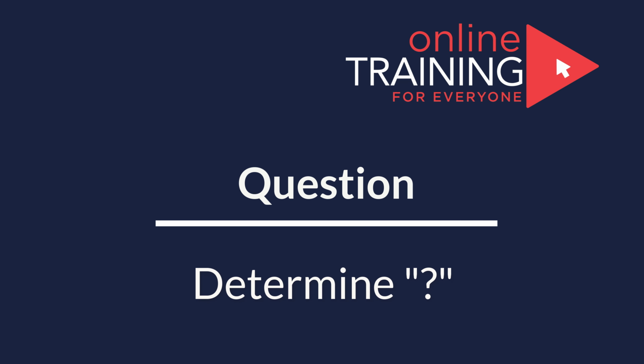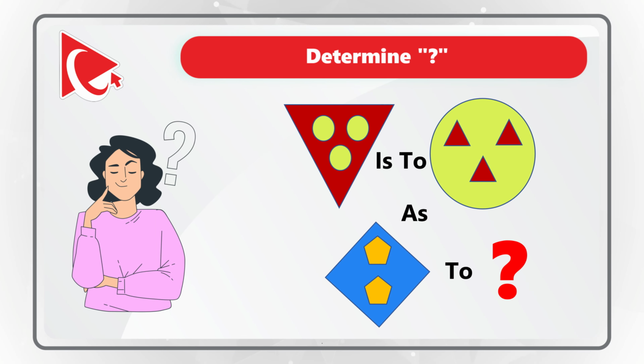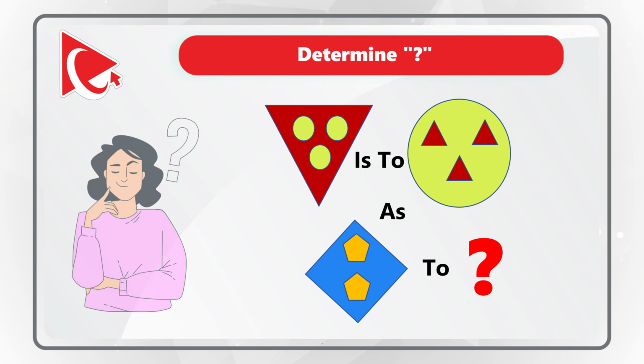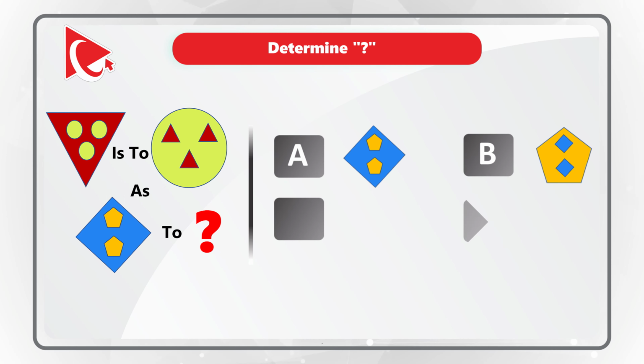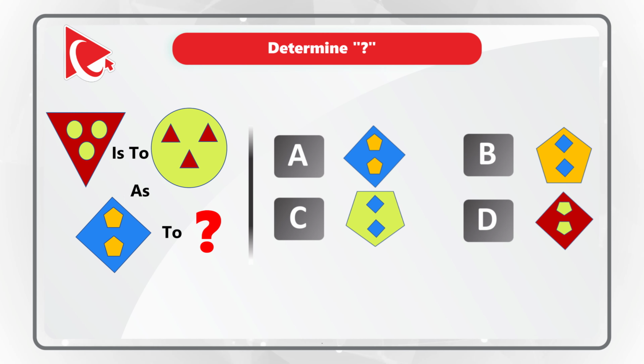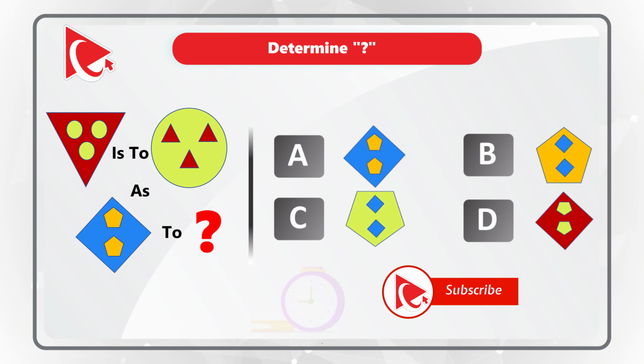I love this question because you need to determine the relationship between the shapes. And you need to determine which shape has a similar relationship to the rectangle. If you take a close look, you will see that there are other smaller shapes inside the larger shapes. And you have 4 different choices for the final answer. Choices A, B, C, and D. Take a close look to see if you can come up with the answer.